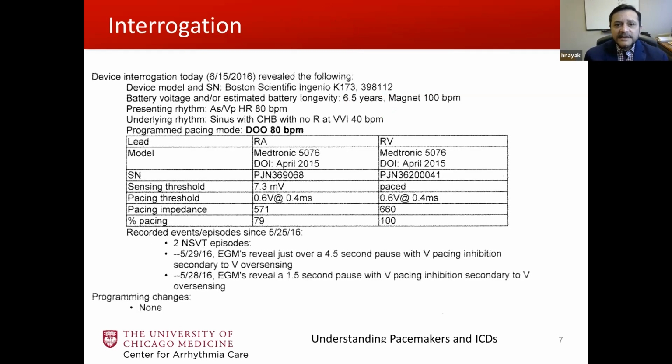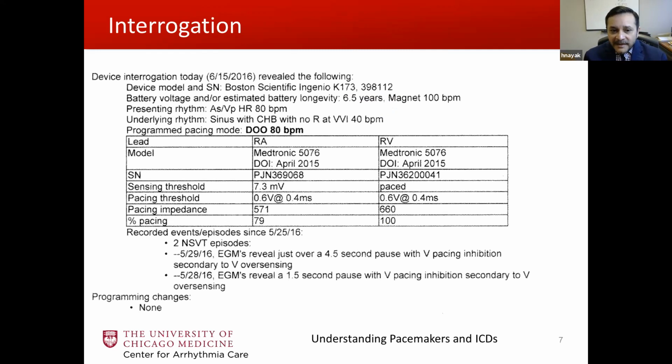So this was his interrogation, around the time that he was transferred to us. At the outside hospital, the doctors thought this person had a lead fracture or something, and so they programmed him DOO at 80 beats per minute and sent him over to us for a lead extraction. When we did an interrogation, we checked his right atrial and right ventricular leads.